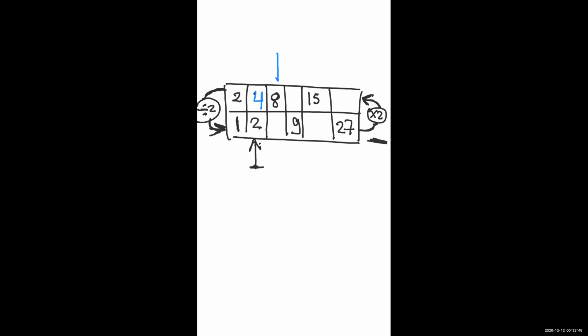This number here on the top is 8. I'm dividing the numbers on the top and multiplying the numbers on the bottom according to the arrow direction. So 8 divided by 2 means that this one is 4. This 9 is multiplied by 2, so 18. 15 divided by 2 is 7.5. 27 multiplied by 2 is 54, and so on. Okay? Now this one is clear? Yes.